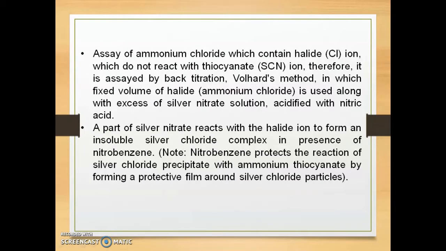Assay of ammonium chloride, which contains halide Cl- ion which does not react with thiocyanate SCN- ion, therefore it is assayed by back titration, Volhard's method, in which a fixed volume of ammonium chloride is used along with excess of silver nitrate solution acidified with nitric acid. A part of silver nitrate reacts with the halide ion to form an insoluble silver chloride precipitate in the presence of nitrobenzene. The nitrobenzene protects the silver chloride precipitate from reacting with ammonium thiocyanate by forming a protective film around silver chloride particles.